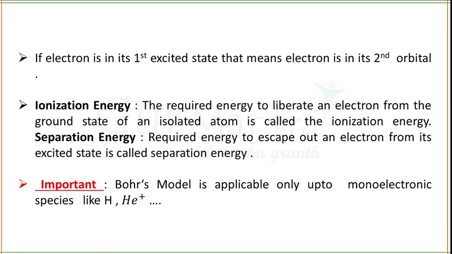Now, it is very important to note that Bohr's model is only applicable to monoelectronic species. Monoelectronic species means the elements which have a single electron in their electronic configuration, like hydrogen, He+, or Li2+ and so on.